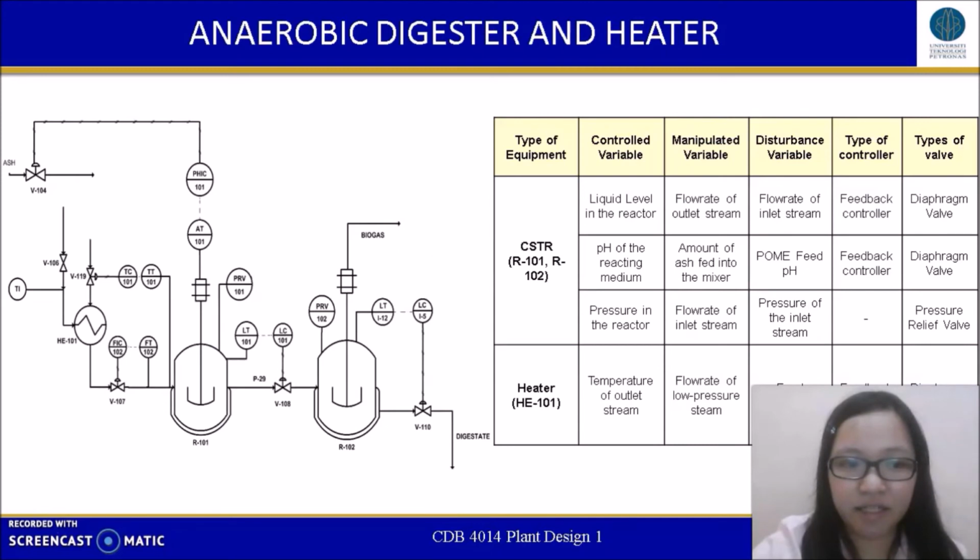Next, after exiting the mixing tank, the stream is subjected to the heater before entering the anaerobic digester. So, to explain the principle of the process unit, we take the example of the heater here. The control variable for the heater is the temperature of the acid stream of the heater.